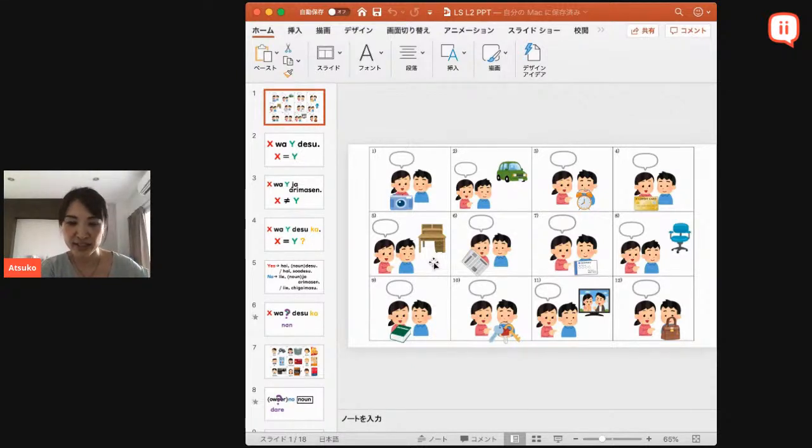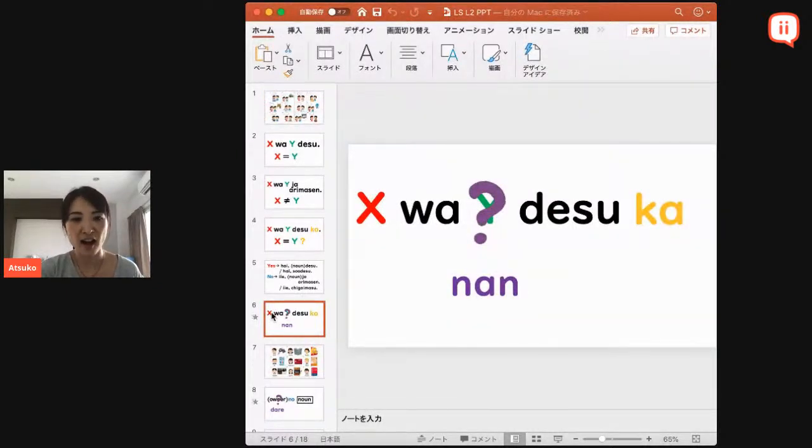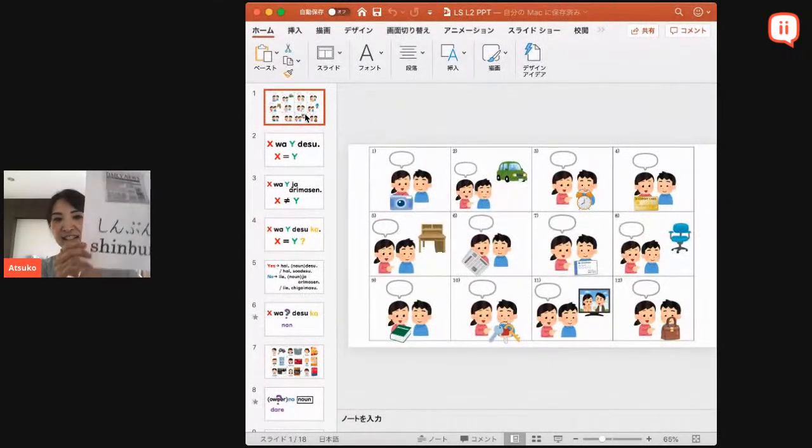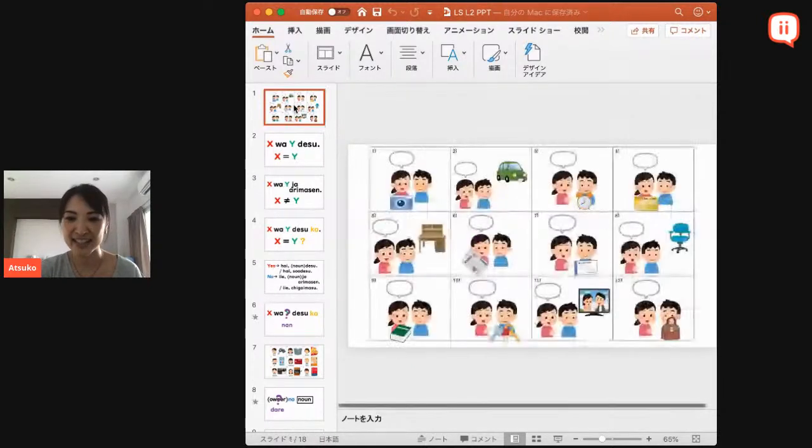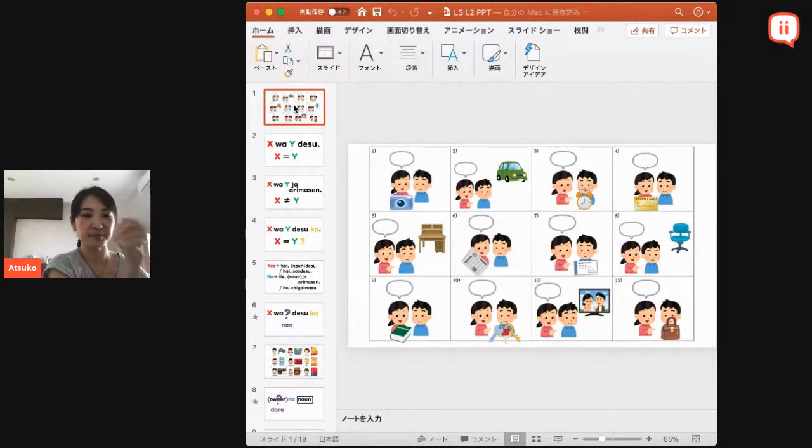Okay. Then number six. What's this? これは何ですか？Answer is 新聞です。Number seven. それは何ですか？Answer is 名刺です。Okay, then please make a question for number eight. What's that? あれは何ですか？And the answer is 椅子です。Okay.